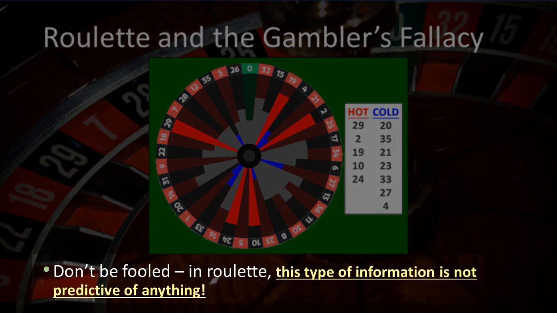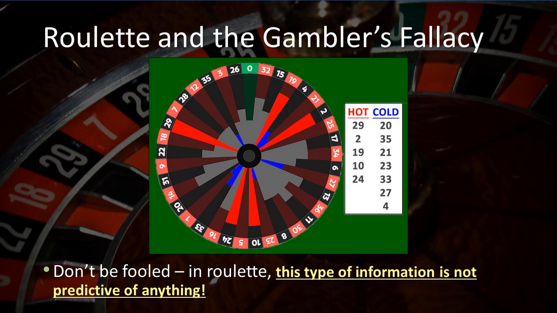Don't be fooled by this nonsense. In roulette, the past has no effect whatsoever on the future, and this type of information is hence not predictive of anything. So why do casinos do this? To keep people playing, of course. If you believe that a particular number has a better than average chance of being chosen soon, or that blacks are likelier to be chosen than reds, or any other such belief based on the gambler's fallacy, then you may decide to continue playing. And with roulette, the longer you play, the likelier you are to lose.